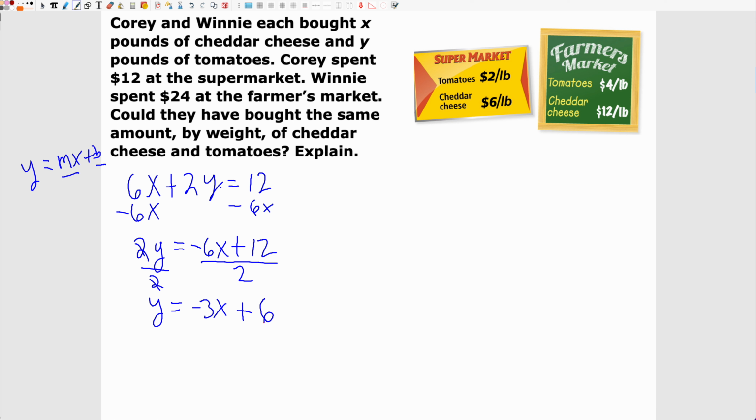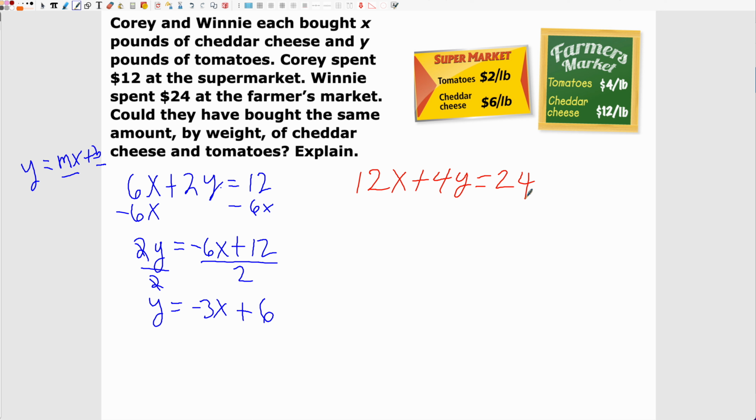Okay, so Winnie, her equation, I gotta make sure I set it up the same way I did his. So tomatoes is y and cheese is x. So Winnie spent $24 at the farmer's market, and that would be 12x plus 4y equals 24. Okay, you with me? Did I set that one up right? Yes. Okay. So now I need to do the same steps with different numbers.